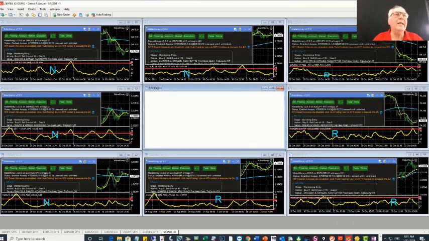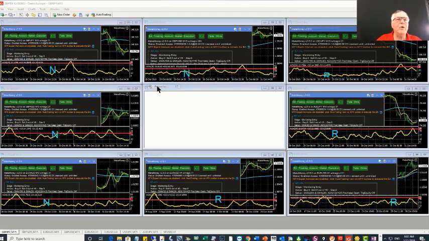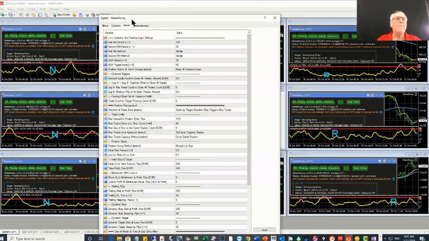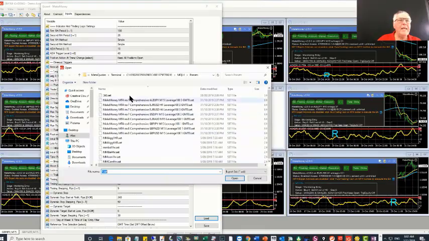So how do I load the settings? I go Expert Advisors, Properties. Let me pull the properties up there. Yeah, that's coming up. Allow live trading. I go to Inputs. And in this one, I want to load, this is the pound. I also have put the currencies in and the time frames that we're trading. So this is the pound yen 15 minutes. So what I then do is I say load, and there we are.